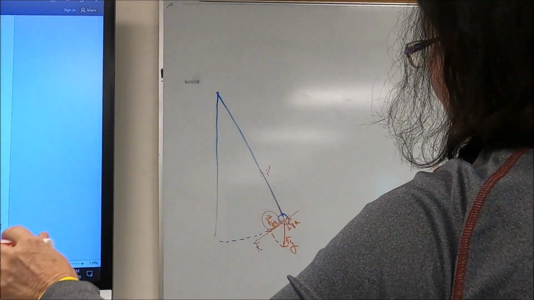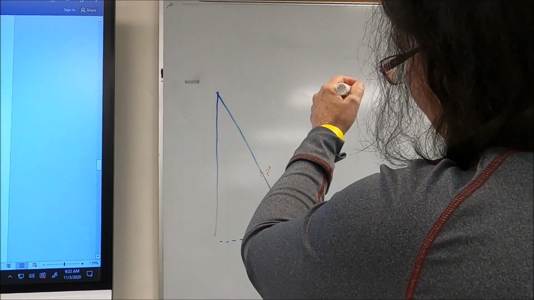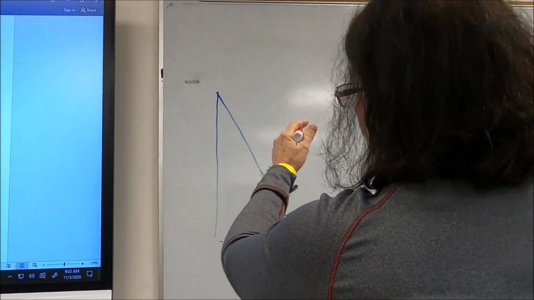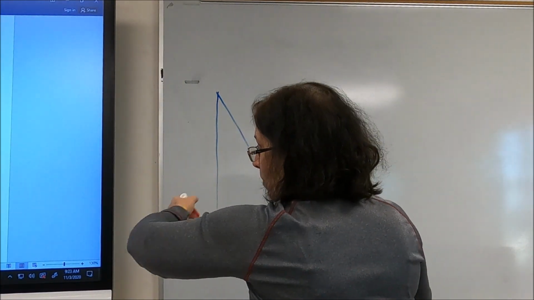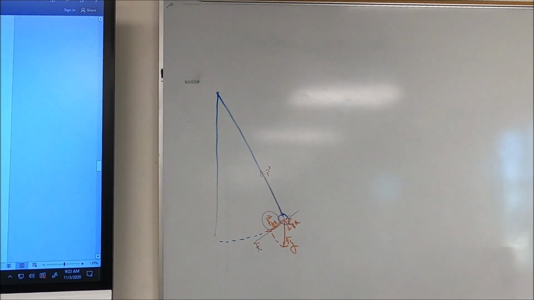Now notice that force is in the negative direction. It's pulling it back toward equilibrium. This is going to have an acceleration toward equilibrium. When it moves to the other side, the force would be in the positive direction. There would be an acceleration in the positive direction.